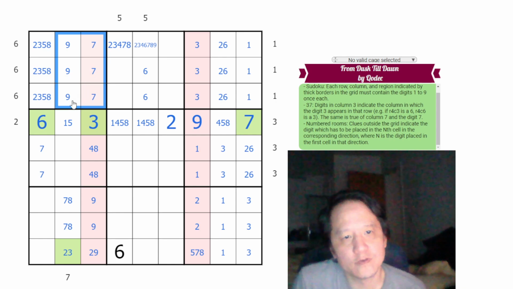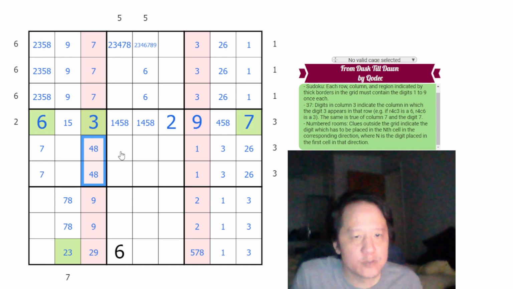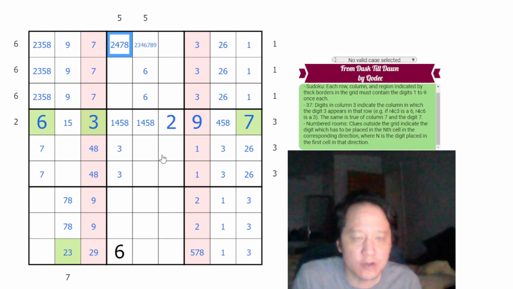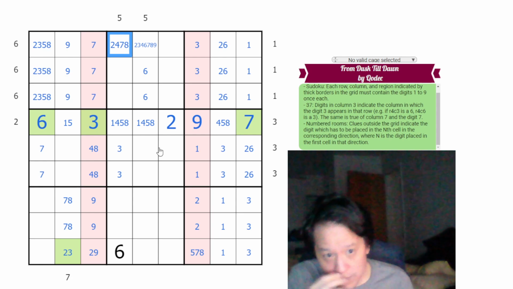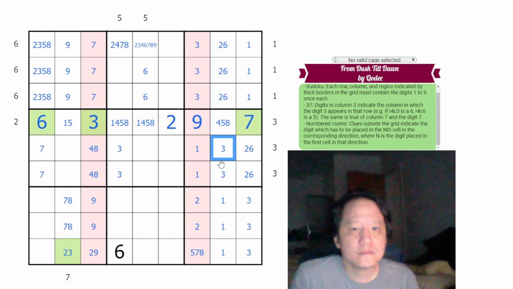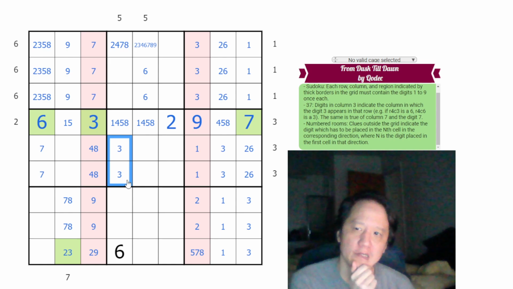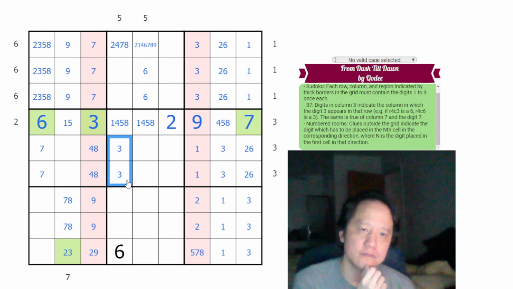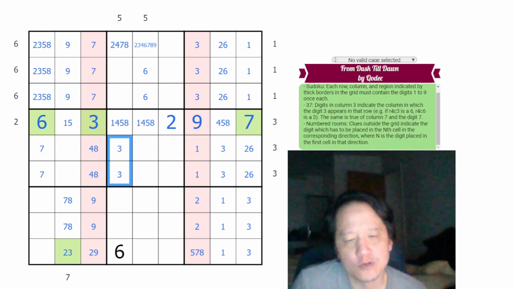So 6 is one of these two. This becomes 4 and 8. Which means the 3 is here, so this can't be 3. Doesn't tell us very much. Three's one of those two. Huh. It's just not giving us much information, unfortunately.